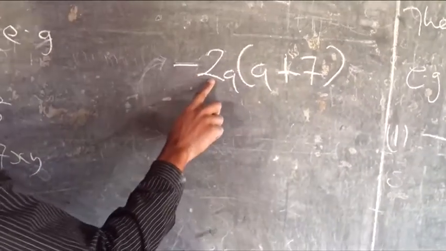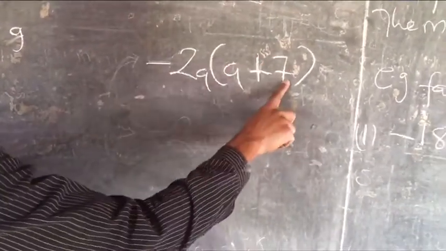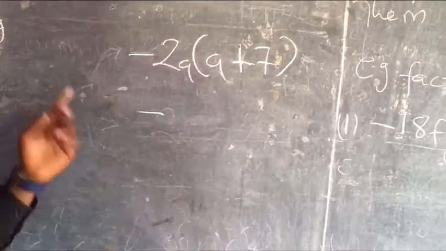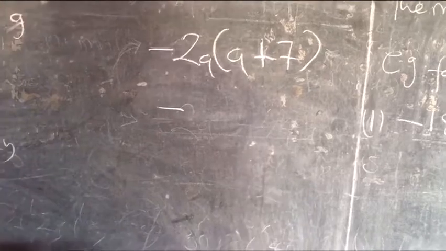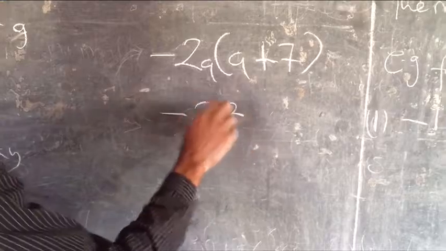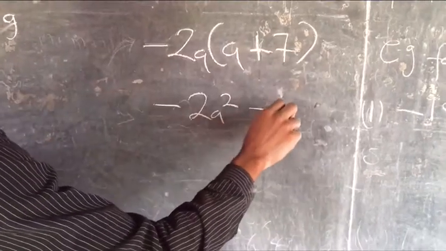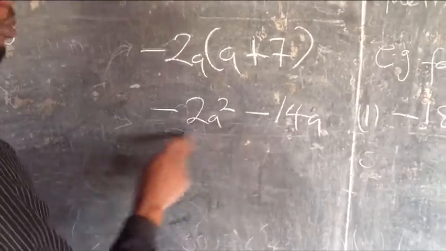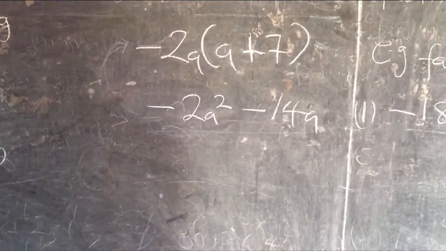When we say we go carry this one, multiply this one, carry this one, multiply this one, we don open the bracket. So if we open that bracket, we go get binomial expression. So if I multiply this one and this one, I will get 2a squared. And then I multiply this one by this one, I will get minus 14a. Abi? This one don be binomial expression.